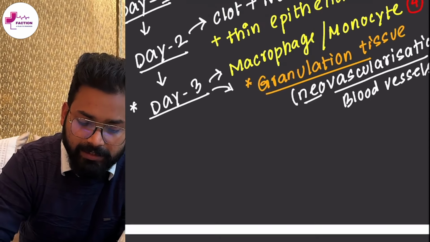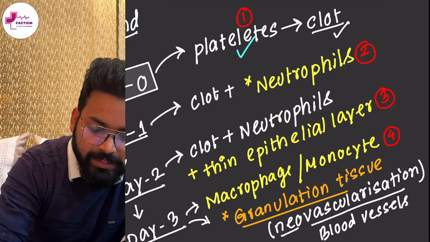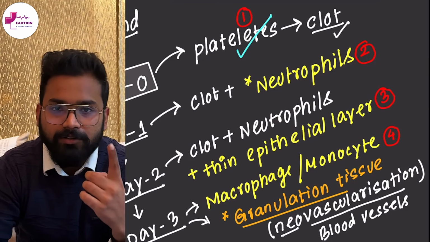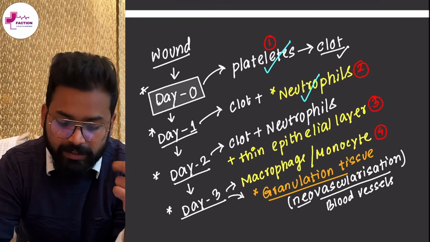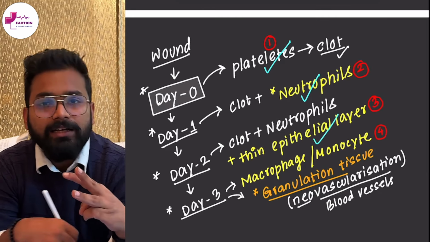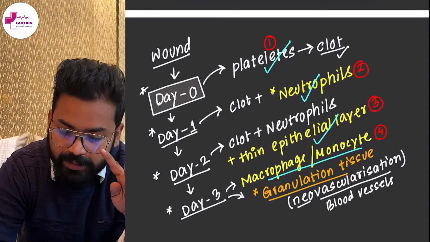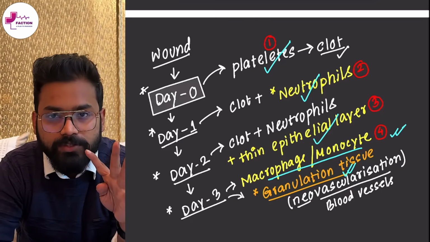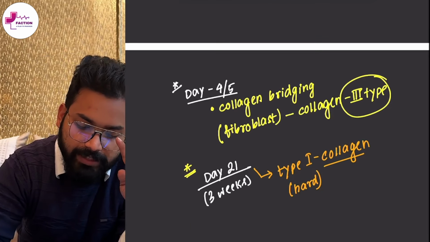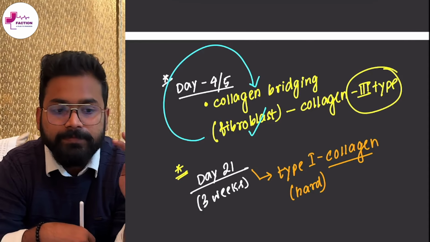Now see, let me recall the events once again. At first there is platelet. Platelet does the blood clotting. Secondly, there is neutrophil. Third, there will be a thin epithelial layer formed. At fourth, there are 2 stages. Macrophages or monocytes come here, and similarly the granulation tissue forms. The fifth event is collagen bridging, where fibroblasts give rise to collagen fibers.